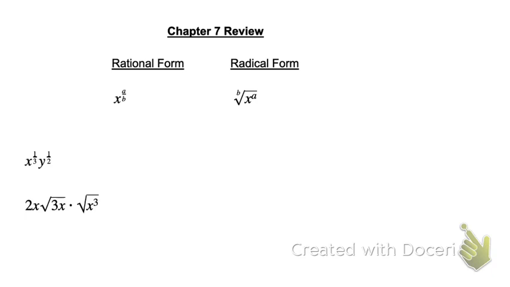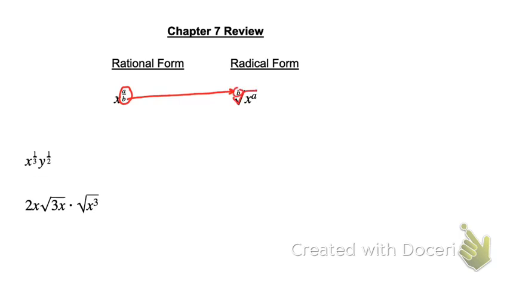So again, rational form means fractional exponents. Radical form, you've got that radical bar in there. Okay, and if you remember, the one thing you have to remember when you have a fractional exponent, to convert it to radical form, look at where that denominator goes. That denominator went in the hook.